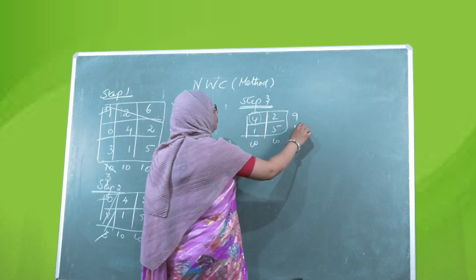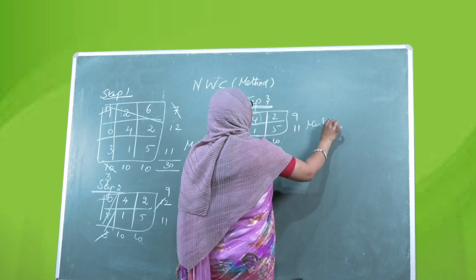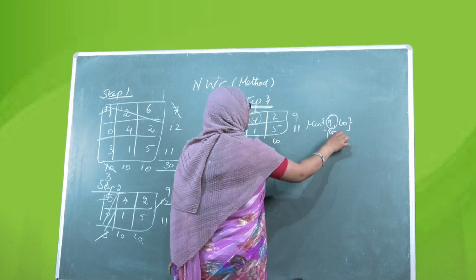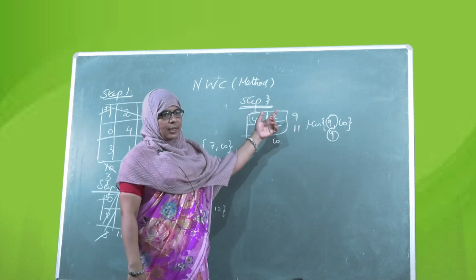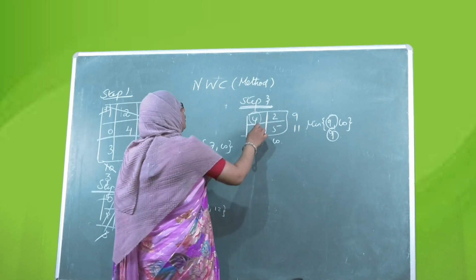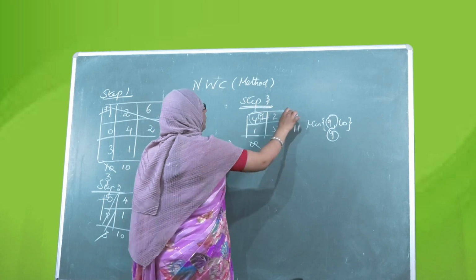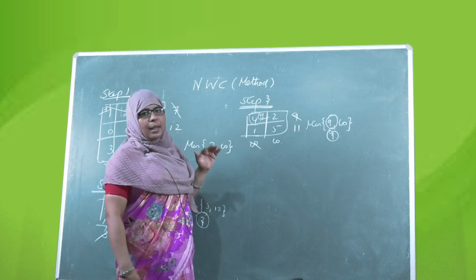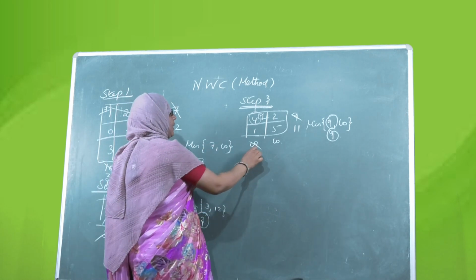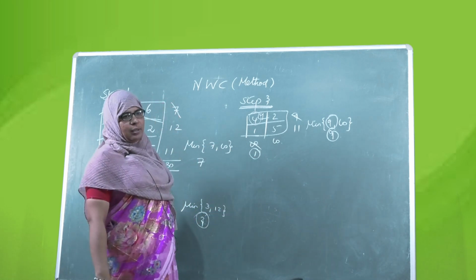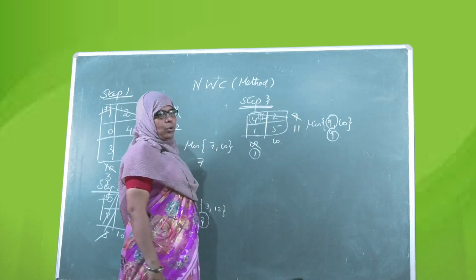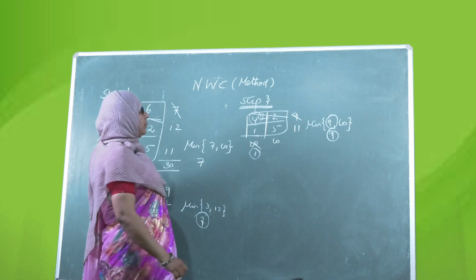Which one is minimum? Minimum of 9 comma 10. 9 is the minimum, so you have to select 9 to allocate. Next step, you have to subtract the minimum element from the maximum element. What is the answer? 10 minus 9, 1. So 9 is vanished, so completely the first row is vanished.